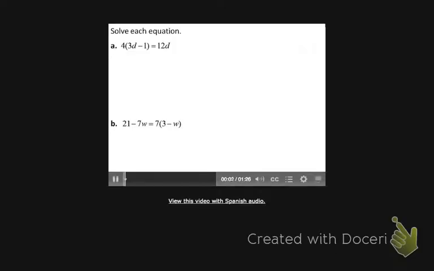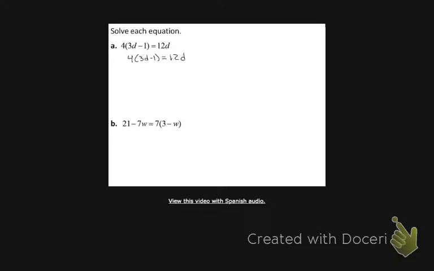Solve each equation. Part A. 4 times the quantity 3d minus 1 equals 12d. First write the equation. 4 times the quantity 3d minus 1 equals 12d. Next use the distributive property. Multiply 4 times 3d and 4 times negative 1. 4 times 3d plus 4 times negative 1 equals 12d, which simplifies to 12d minus 4 equals 12d.